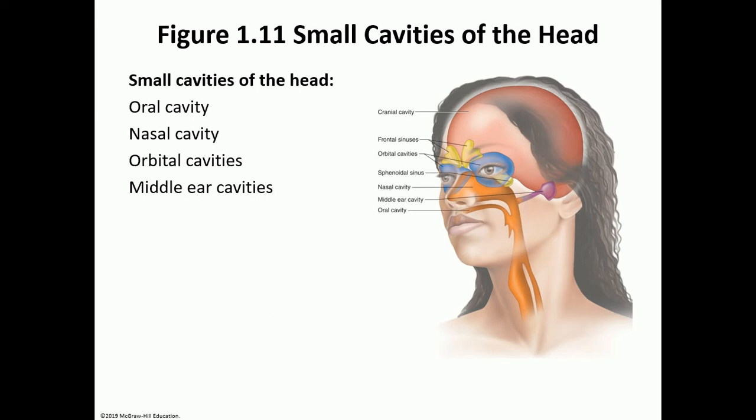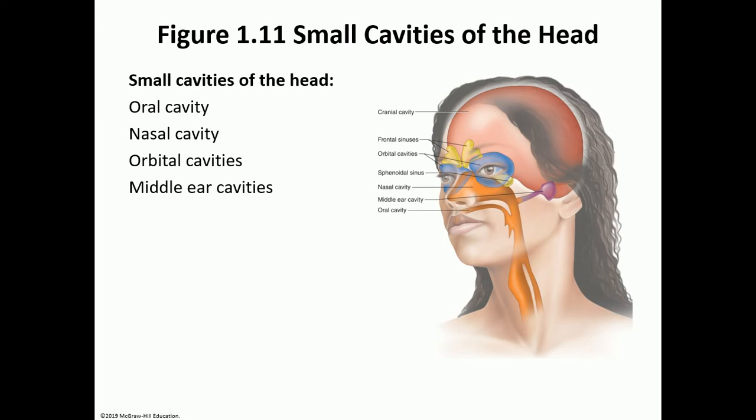So the cavities that we have: the oral cavity, the nasal cavity, the orbital cavity, which is where the eyes would be, and the cavity of the middle ear. For the sinuses, we have the frontal, sphenoidal, ethmoidal, and maxillary sinuses. Those are not really shown on this image, and you don't have to worry about them for now, but we'll talk about them in more detail when we get to the bones of the body, in the skeletal system.